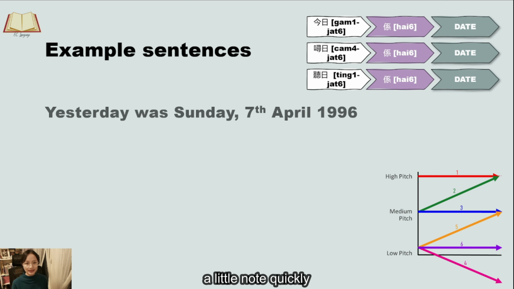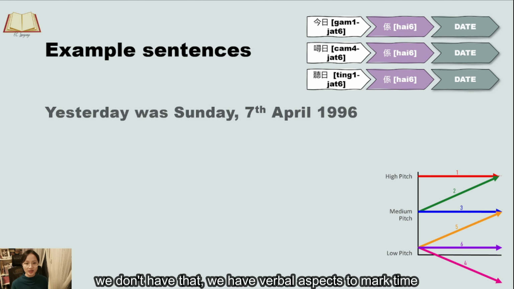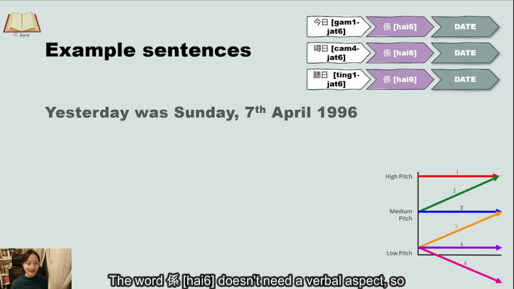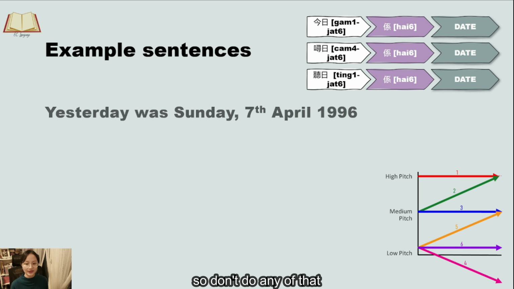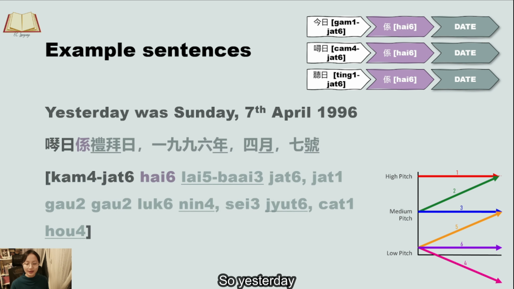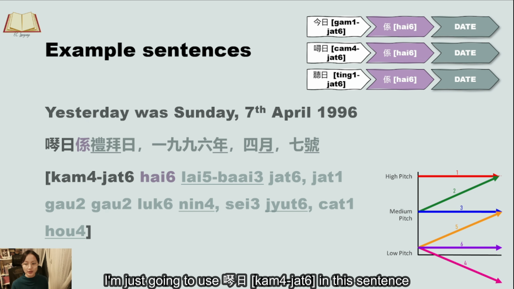So a little note quickly. Remember when I told you in my previous video, in English we have the tenses. In Cantonese, we don't have that. We have verbal aspects to mark time. The word 係 doesn't need a verbal aspect. So regardless of whether something was, is, or will be, we just use 係. So there's no such thing as 係咗 or anything. So don't do any of that. Right, so yesterday, again you can use 琴日 or 尋日. I'm just going to use 尋日.